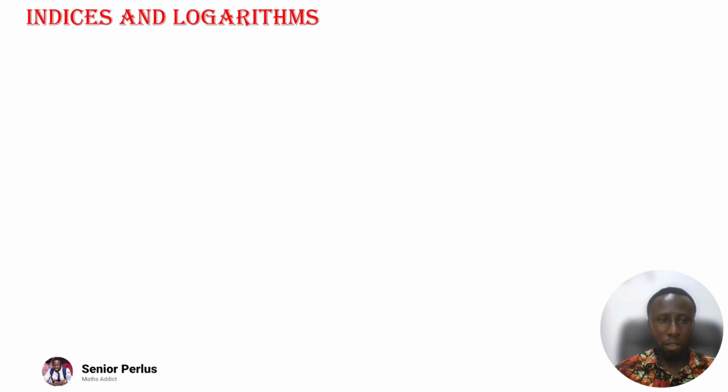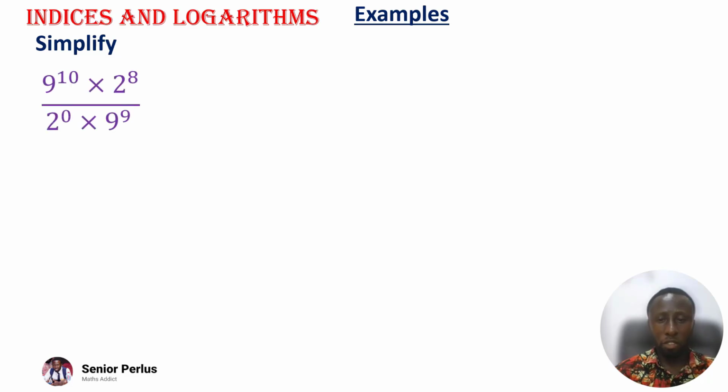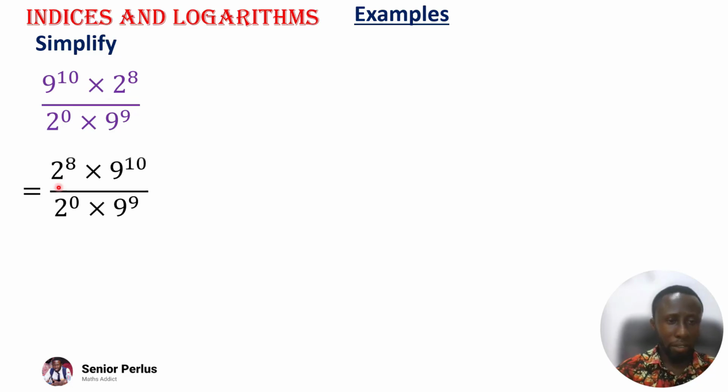Good. So you are still on the topic indices and logarithm examples. Now that we know the rules and the laws, we can apply them and solve it very easily. Let's arrange this nicely. 9 here, 9 here, 2 here, 2 here. So I can rewrite this as this. Very good. Then we talk about a law, the quotient law, right?